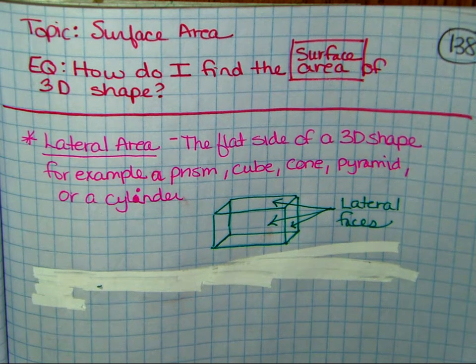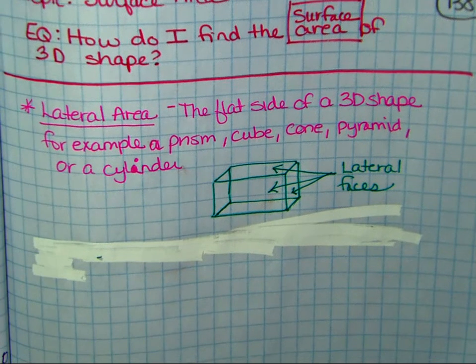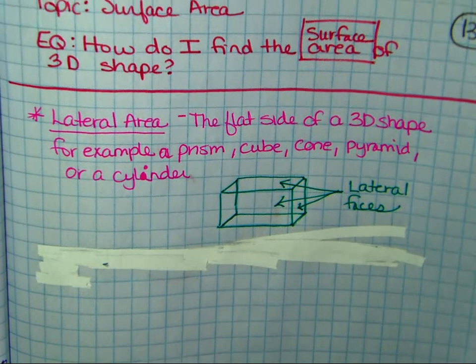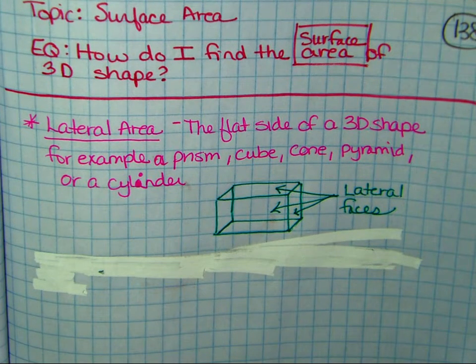And now we're going to start writing down what is lateral area. Lateral area is basically the flat side of a three-dimensional shape. It's the type of area that we've been already practicing. And you'll notice that in three-dimensional shapes there are flat faces, and that would be the lateral faces, or where we can find the lateral area.